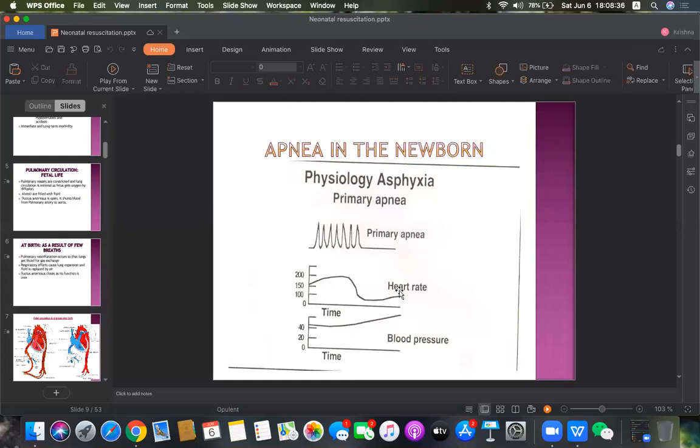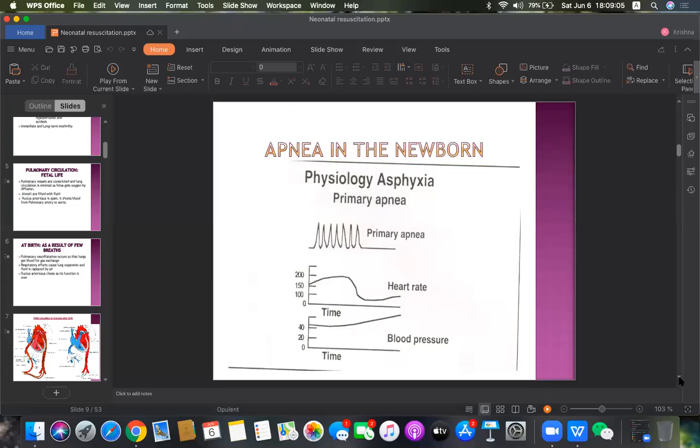And what happens to the heart rate and blood pressure during this time? When the baby is breathing fine, the heart rate is okay, but the heart rate is falling now. Bradycardia is happening because of apnea. But what happens to the blood pressure? The blood pressure is still normal. Okay, it has not fallen. This is an important finding in primary apnea.